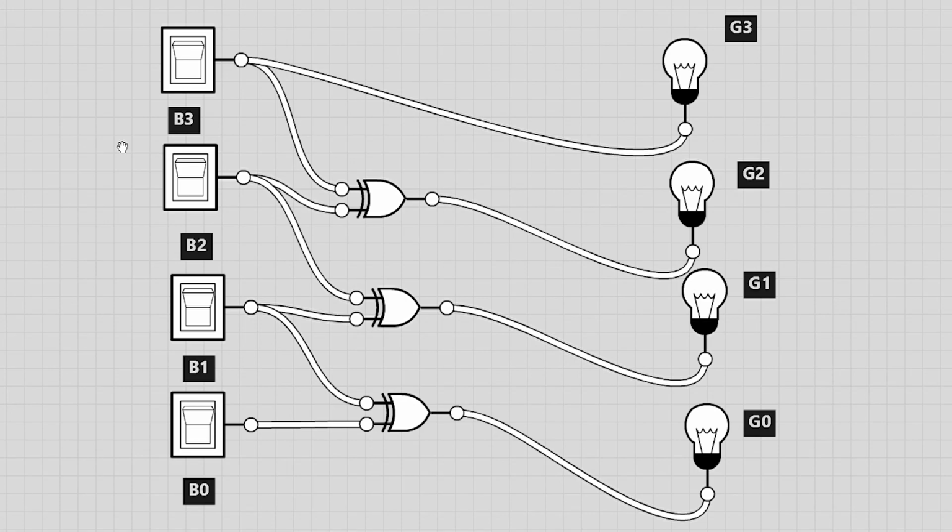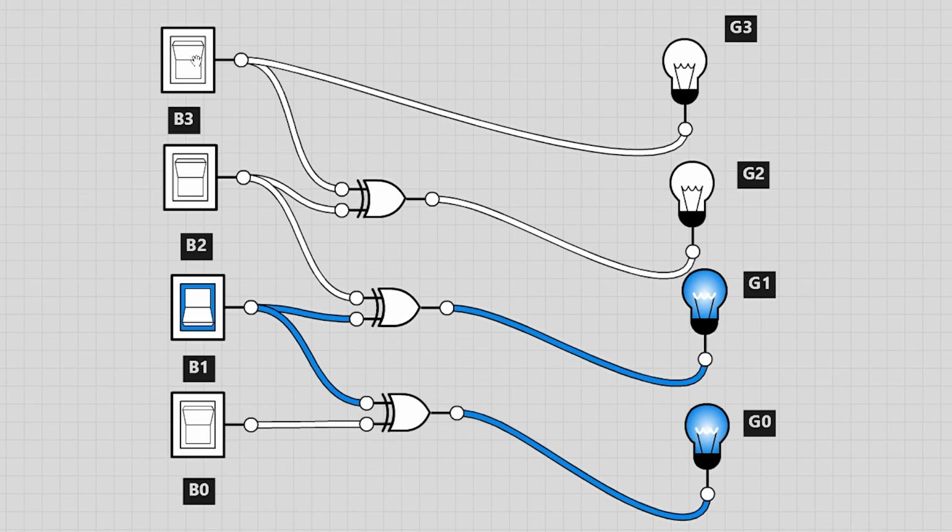When B3 is 0, B2 is 0, B1 is 0 and B0 is 0, then all G3, G2, G1, G0 will remain as 0. When B3 is 0, B2 is 0, B1 is 0 and B0 is 1, G3 will be 0, G2 will be 0, G1 will be 0 and G0 will be 1. When B3 is 0, B2 is 0, B1 is 1, B0 is 0, G3 will be 0, G2 will be 0, G1 will be 1, G0 will also be 1.